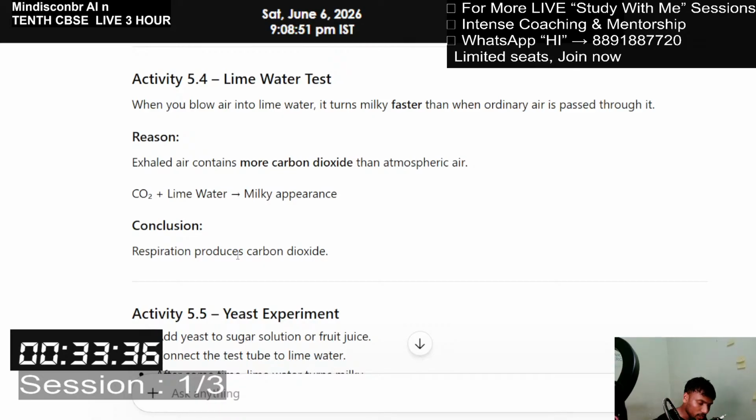So when we blow this carbon dioxide into the test tube containing lime water, it will turn milky faster. Whereas when we are injecting air into a test tube containing lime water, we are injecting the air, or carbon dioxide, from the atmosphere. Thus, atmospheric air contains less carbon dioxide as compared to exhaled air. Since the carbon dioxide in exhaled air is more, it turns the lime water milky faster.